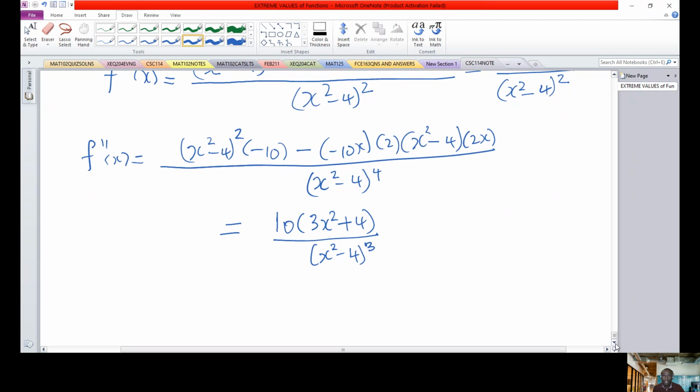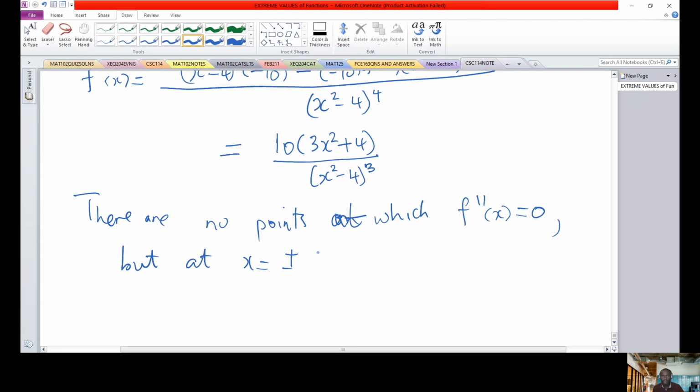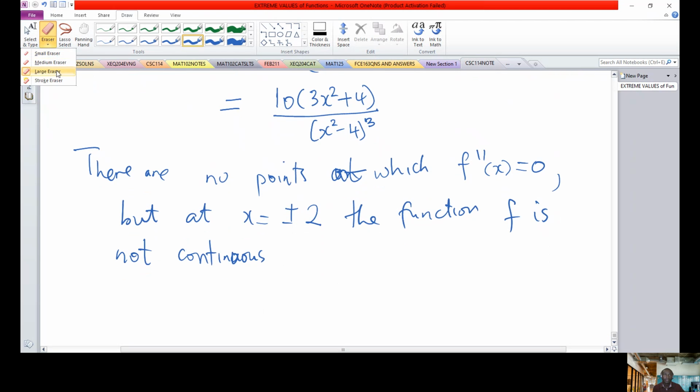Now we discover from these two results that there are no points at which the second derivative of x equals 0, but at x equals plus or minus 2, the function f is not continuous. Not continuous.